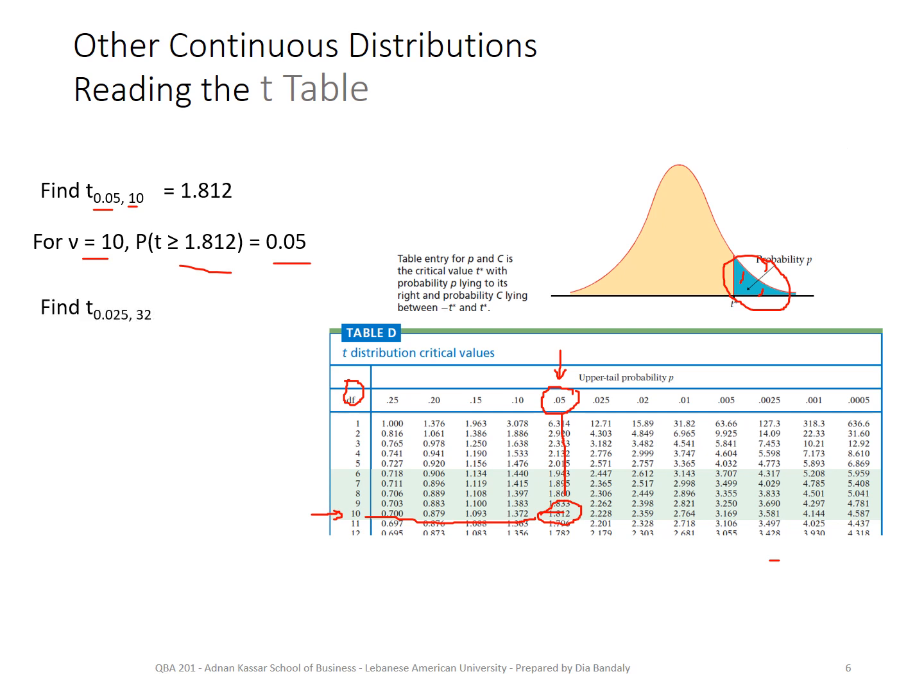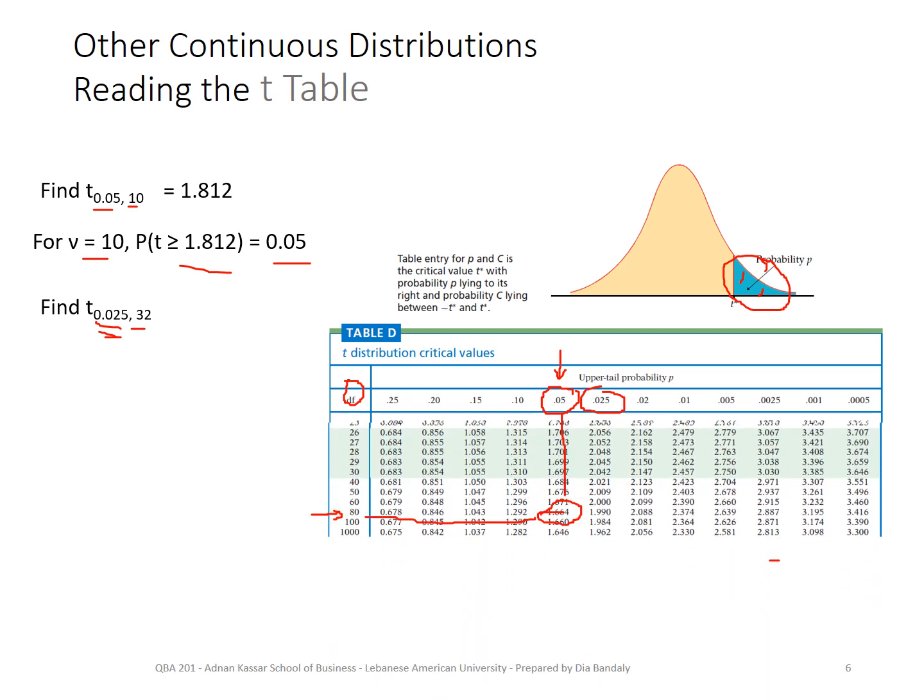Another example, find T for 0.025 and a degree of freedom of 32. Okay, what does it mean? That means the area on the right-hand side of T is 0.025. So I go to the first row and I locate 0.025. However, here I have degrees of freedom only up to 10, so I need to show you one more. I go down and I want to look for 32.